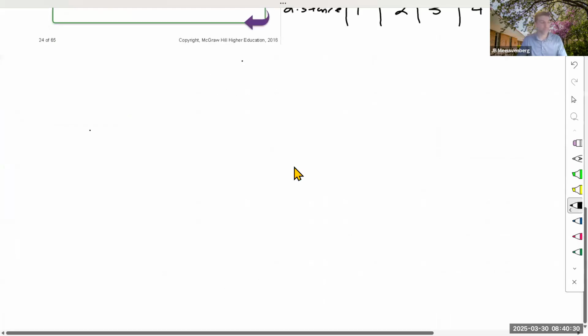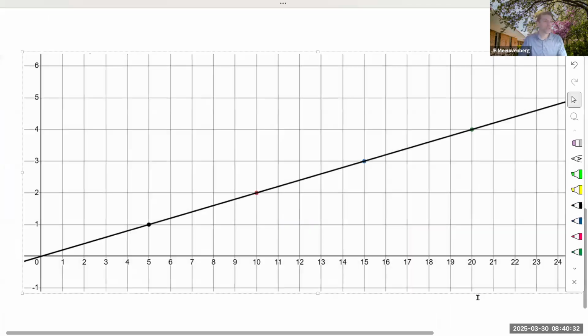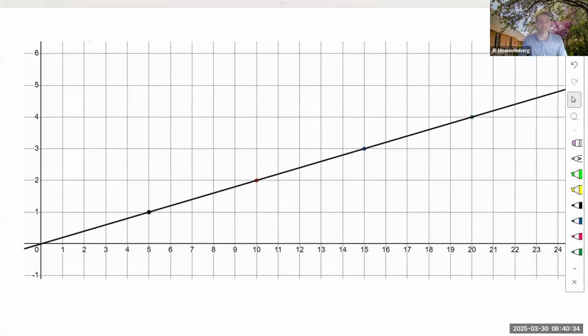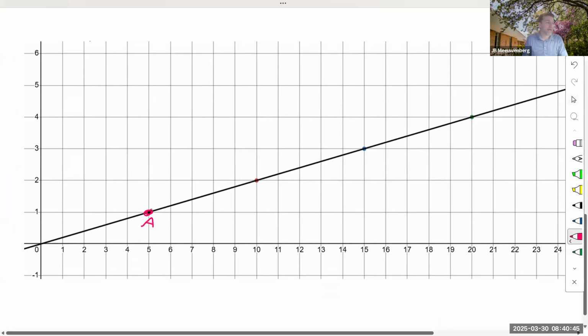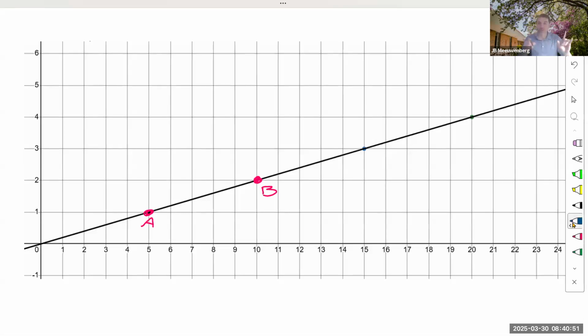I'm going to take a picture of that and paste it right here. So then the question asked, what's the slope of the line? If we consider it from the standpoint of how do we get from point A, I'll call this point A, and this point B. How do we get from point A to point B? And we can only move along those horizontal and vertical lines.